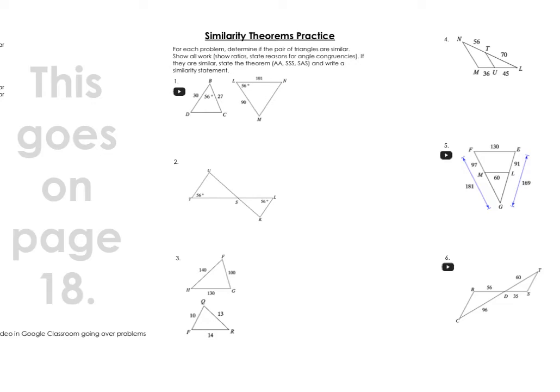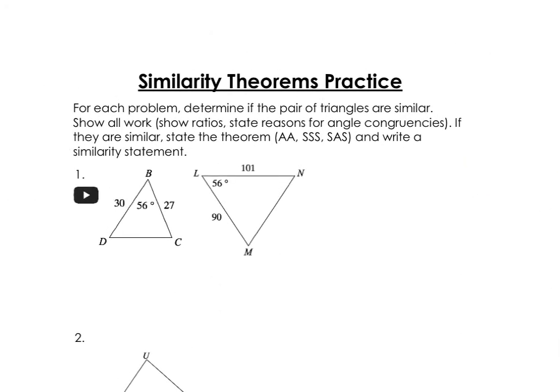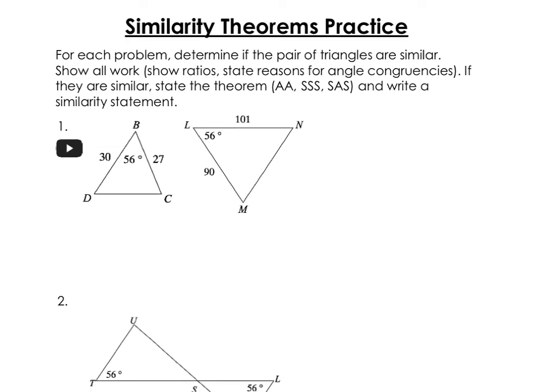Okay, I'm going to go over a couple of the practice problems. So starting with number 1, we're determining if the triangles are similar, and we're going to show the work, state the theorem, and write a similarity statement. So looking at number 1, what I see is labels on 2 sides, and an angle, which tells me it's probably going to be side angle side, so that's what we're going to check.